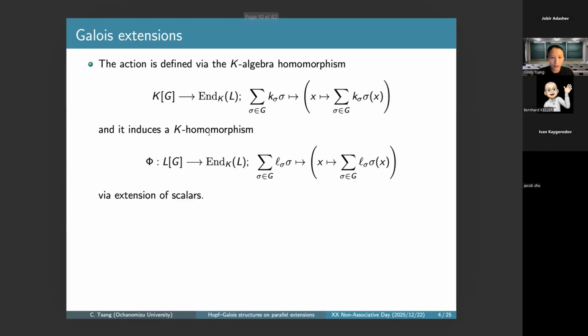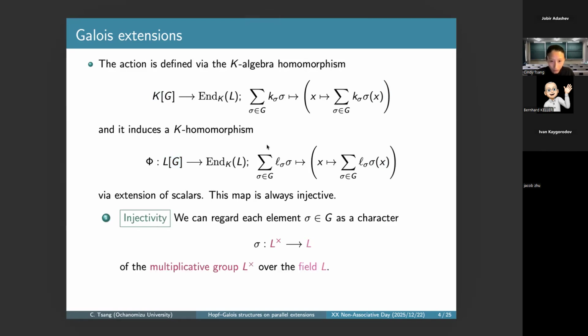One can extend scalars, and this yields a natural L-homomorphism from the group ring LG to the endomorphism group. It's the same map, you just extend scalars. And this map is always injective. To see why it's injective, each element of G is a K-automorphism from L to L. The zero element is going to map to zero, so one can forget about it. And so one can think of each element in the group G as a character from the multiplicative group of the field L to the field L.